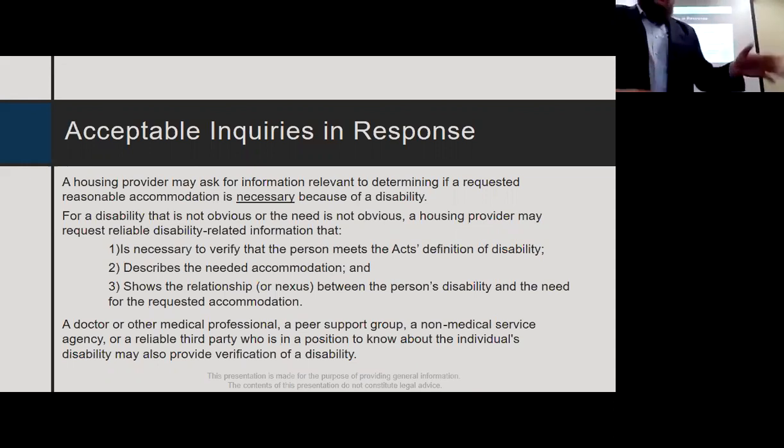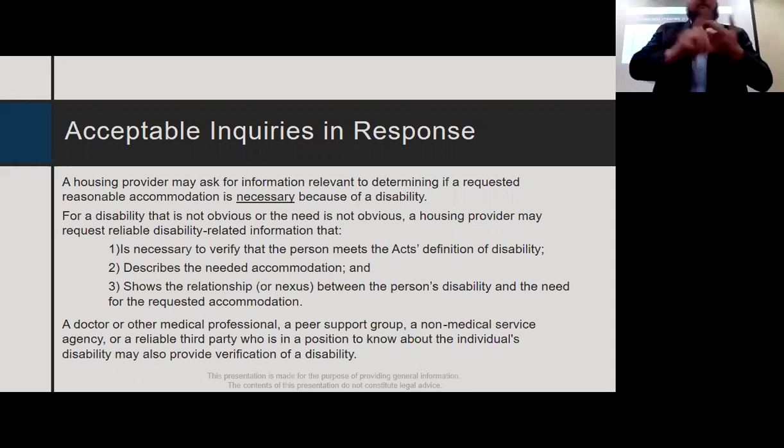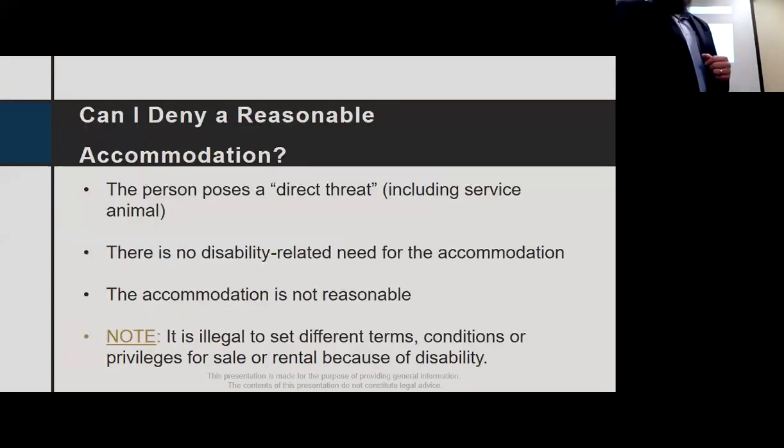You can get information there at the bottom. You can get information from a peer support group, from a non-medical provider that helps this person, from a doctor. You can ask them, as long as they're willing to let that person talk with you, you can get information from all those people to determine what you need to do for your accommodation.